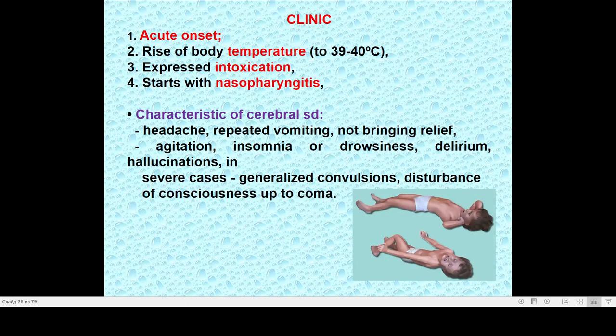Clinical picture: very acute onset. Very fast rise of body temperature to 38-40 degrees Celsius, expressed intoxication, and meningeal signs appear. Previously, 2-3 days before, signs of nasopharyngitis may be revealed in the anamnesis. There will be headache, repeated vomiting not bringing relief, a changed level of consciousness, and in severe cases generalized convulsions and disturbance of consciousness.